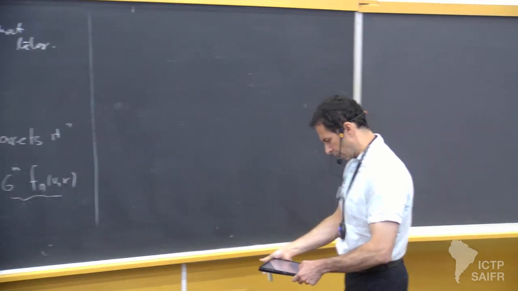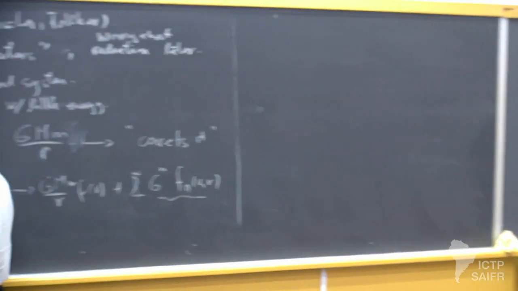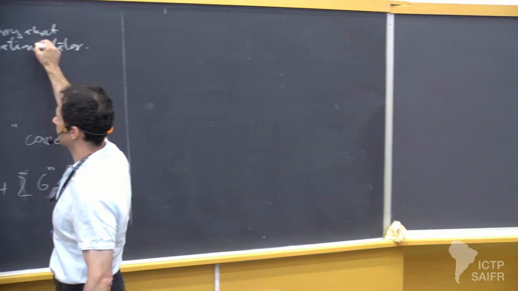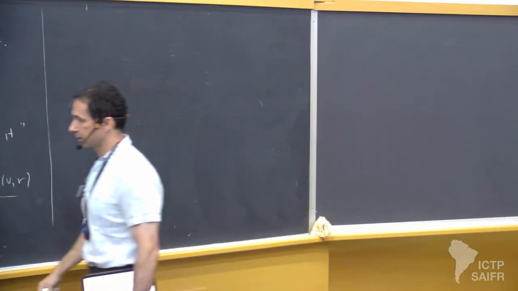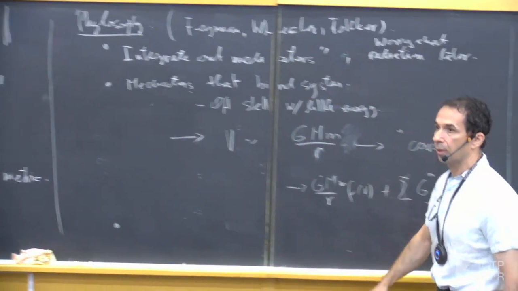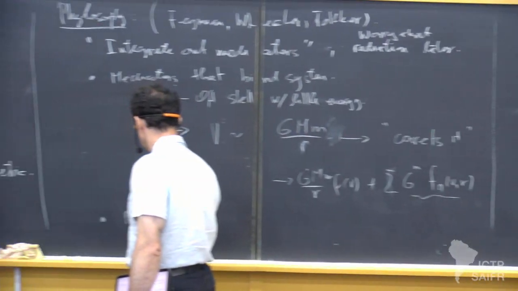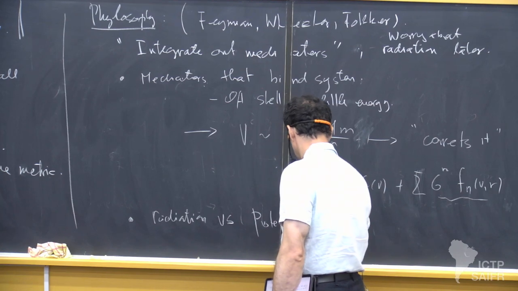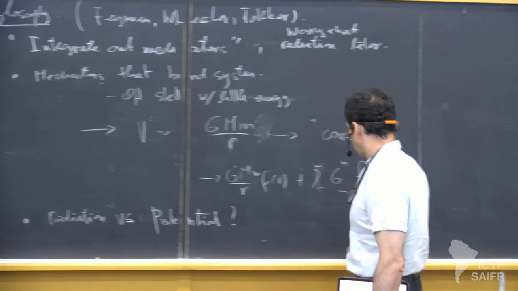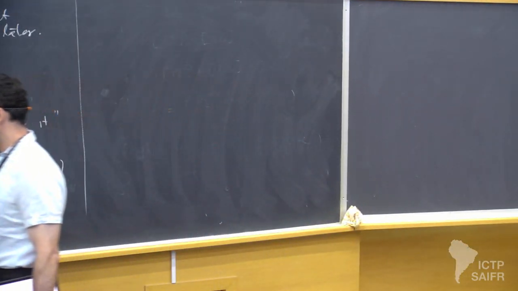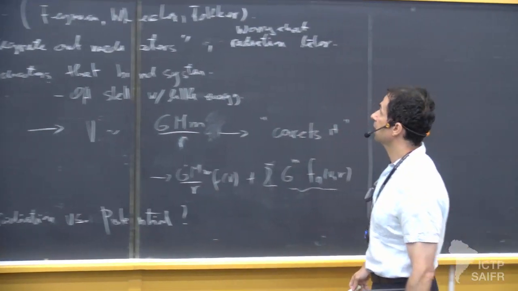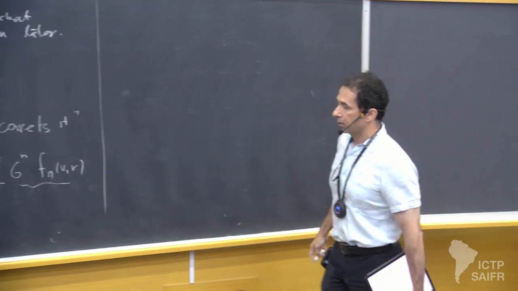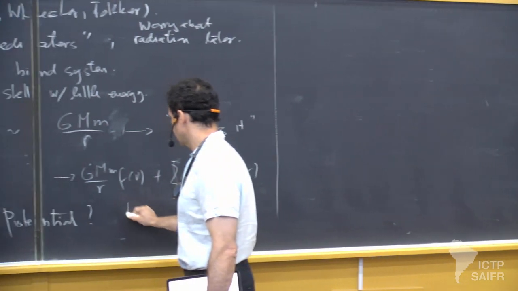OK. While this is said, one might wonder what is going to be the fate of the mediators that are not integrated out, those who can be radiated away? Can they contribute something that can still be captured by a potential? Well, the answer is that radiation that can be emitted can, in fact, also contribute to a potential, and we're going to see that at some point. But the moral of the story is that you need to keep an eye on this.